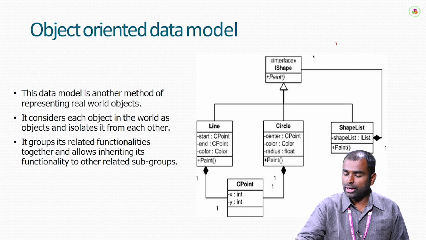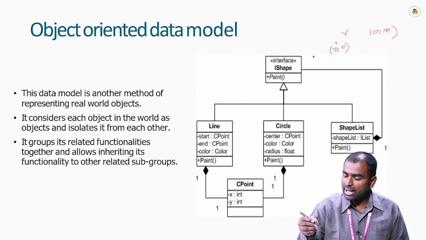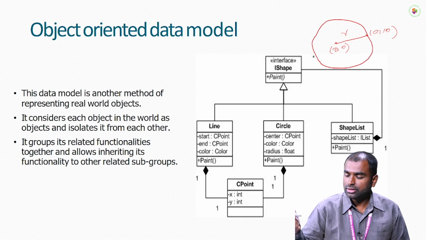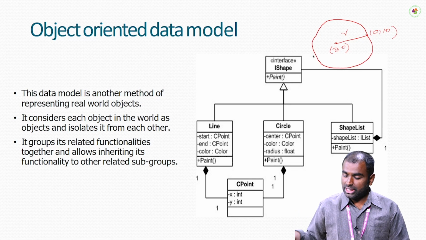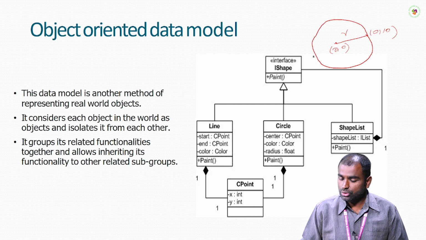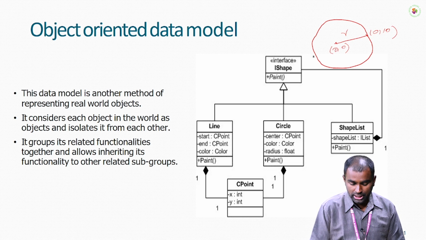Here is the center point, and here is the radius r. This is the 0 comma 0 center point, and this is some 0 comma 10, for example. So this will go in a circle manner like this. That is a circle. Shape list is also one object. These all inherit from the interface shape. So this is the object oriented data model.